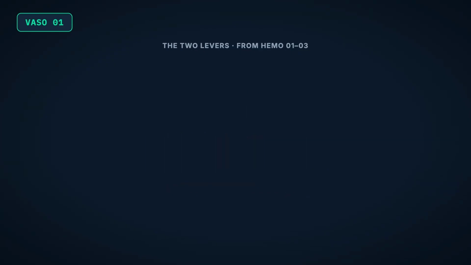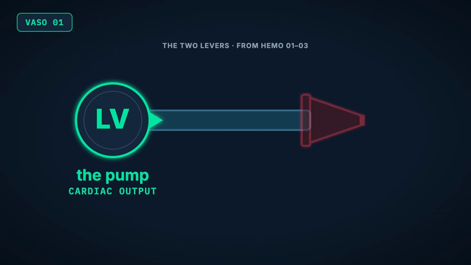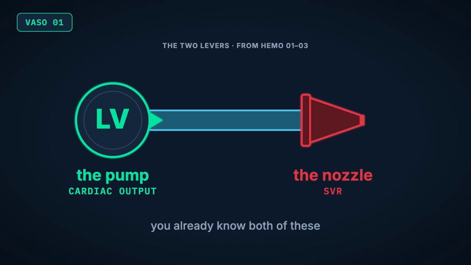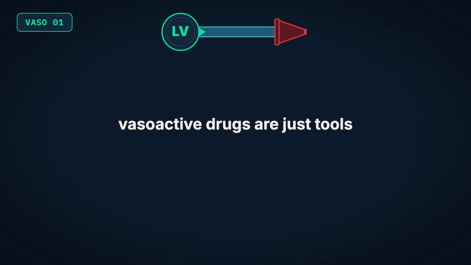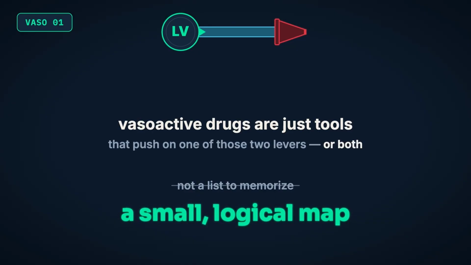If you've been through HEMO 1 through 3, you already know the two levers. Cardiac output, the pump, and systemic vascular resistance, the nozzle. Vasoactive drugs are just tools that push on one of those two levers or both. And once you know which receptor each drug is hitting, the whole vasoactive pharmacy stops being a list to memorize and turns into a small, logical map.